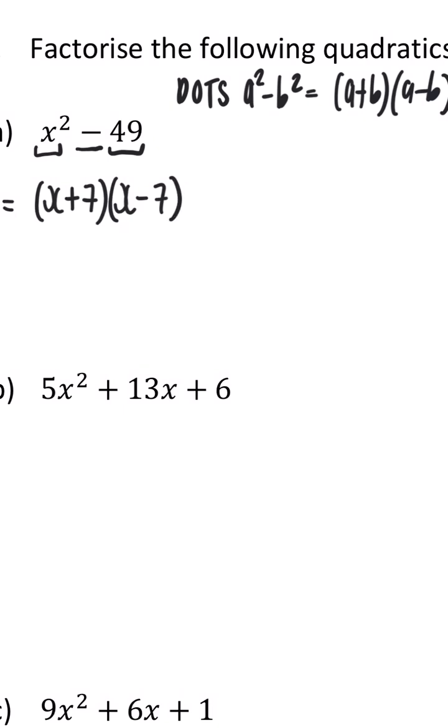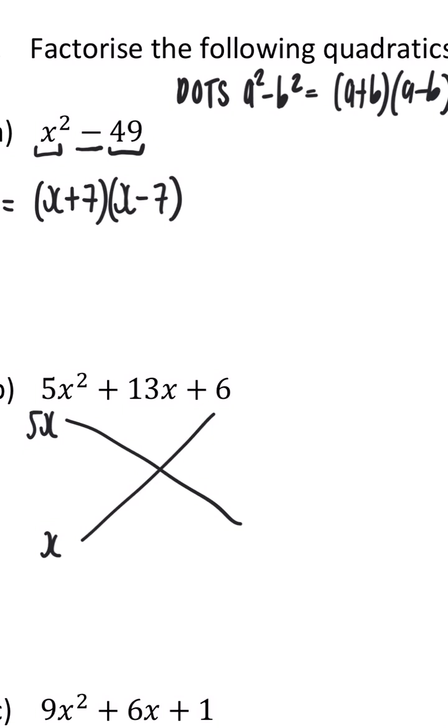Next one. 3 terms, we are always going to start with the cross method when we have a trinomial like this. We're thinking to ourselves, what is the factor pair of 5? Well, there's only one, it's 5x and 1x multiplied to give us 5x squared. And then over on the other side, 2 numbers that multiply to give me 6.